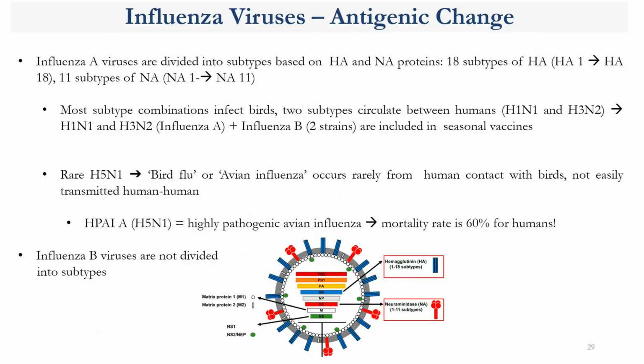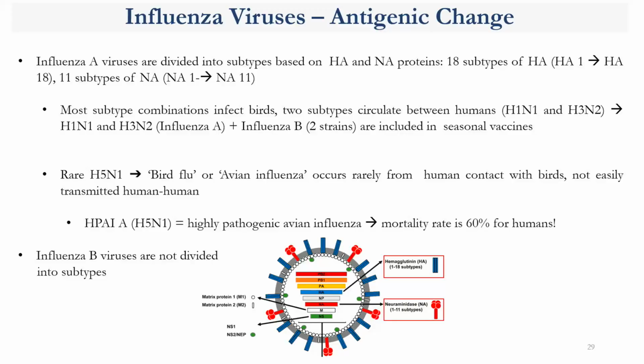these virions do undergo fairly rapid changes. So part of the reason you have to get a flu shot every year is because we might get a slightly different variant that's common in the population. Your influenza A viruses are divided into subtypes based on HA and NA proteins. There are 18 subtypes of HA called HA1 to HA18 and 11 different subtypes of NA protein. So again, NA1 to NA11.